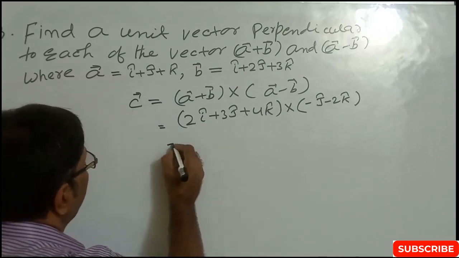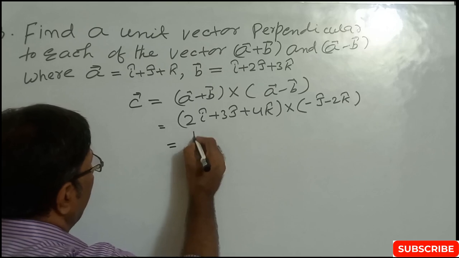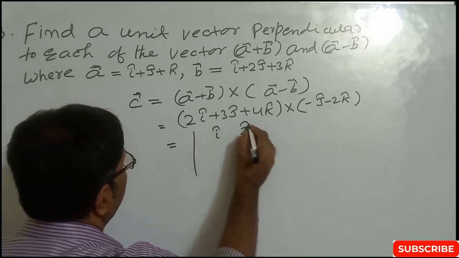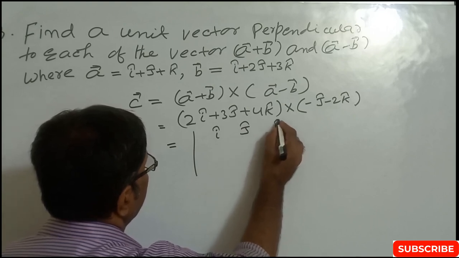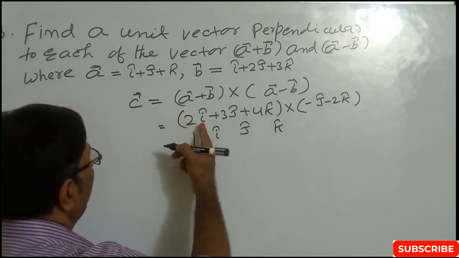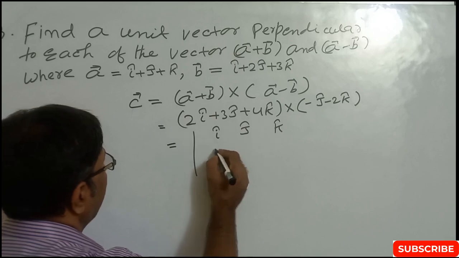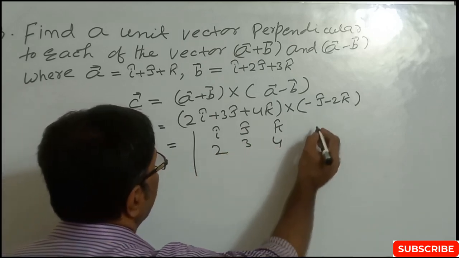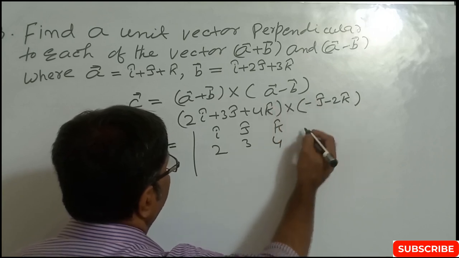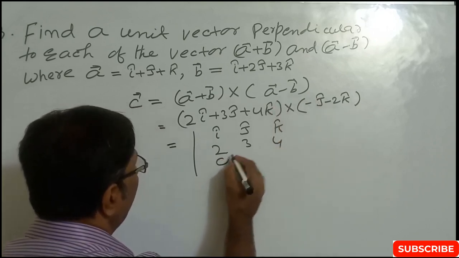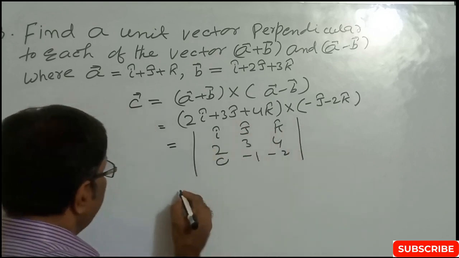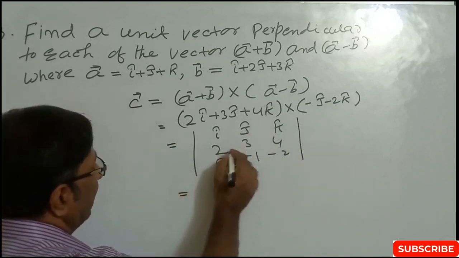Cross product of this. So you know for cross product, this is unit vector i, this is unit vector j and this is unit vector k. So coefficient of first, a vector plus b vector, is 2, 3, 4. Now coefficient of second, a vector minus b vector, so here 0, this is minus 1 and this is minus 2. Okay, now we will find this value of determinant.